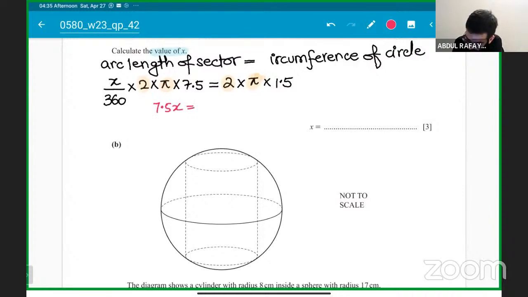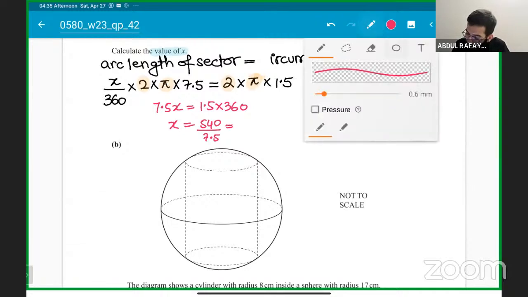7.5 times x is equal to 1.5 times 360. So x is equal to 360 into 1.5, that is 540. 540 divided by 7.5 is your angle, that is coming 72 degrees, which should be correct as well.